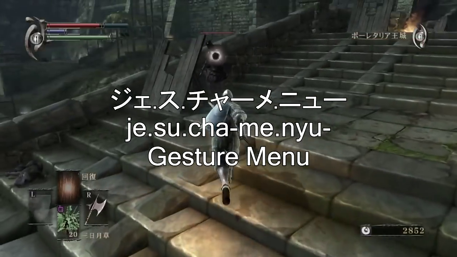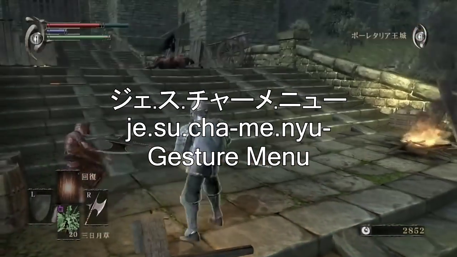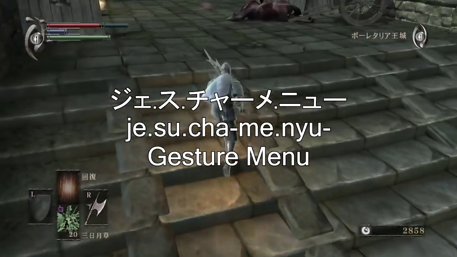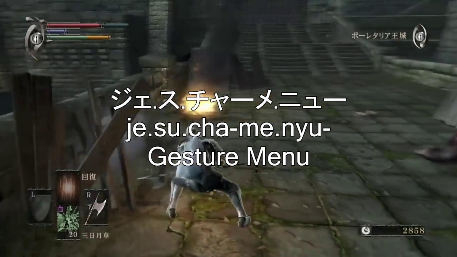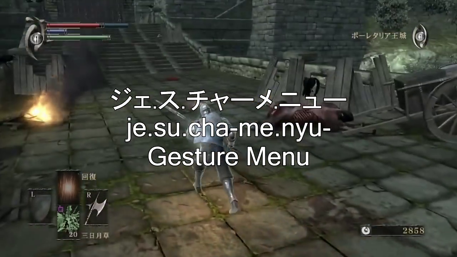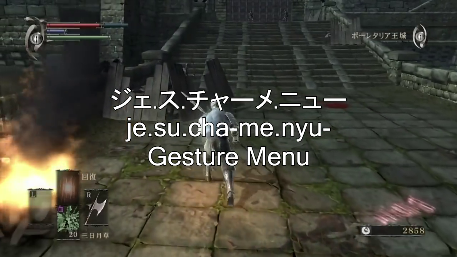Gesture menu. This video had a lot of vocabulary in it that we already knew, because we pick up a lot of items that we've already picked up. So from time to time we're going to be looking at the gesture menu just to make sure that enough fresh vocabulary is being introduced.